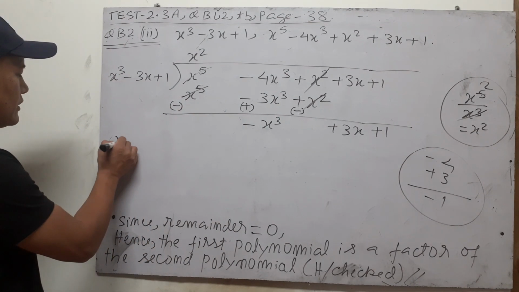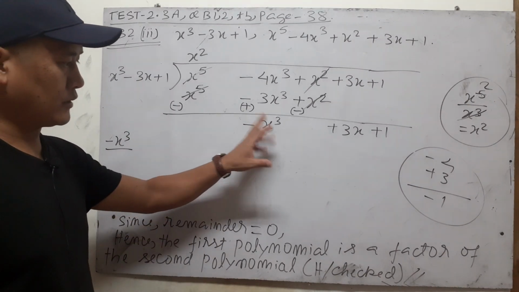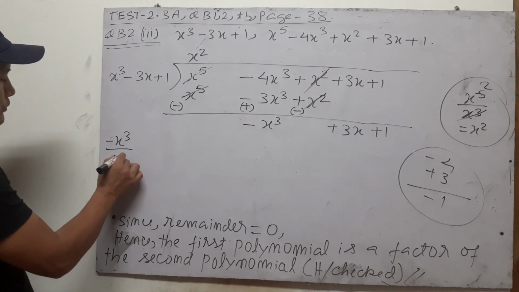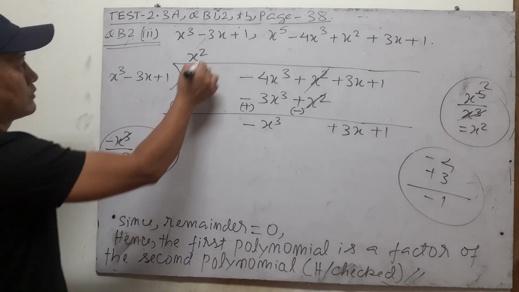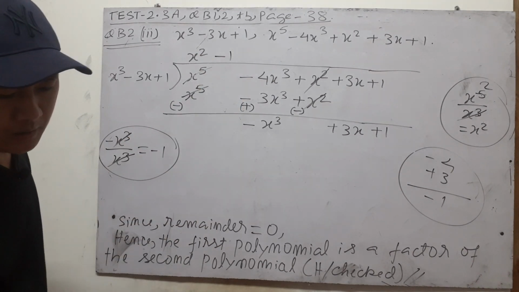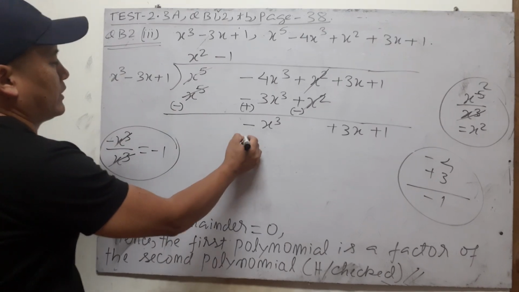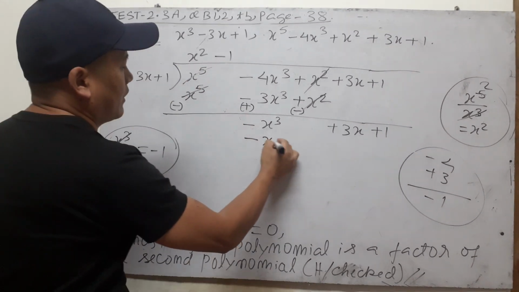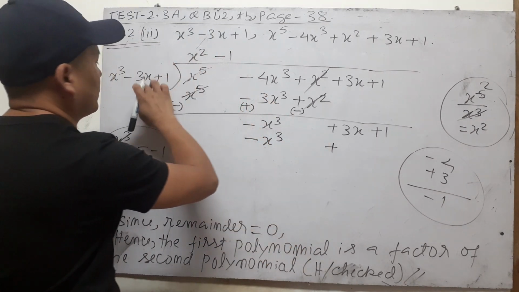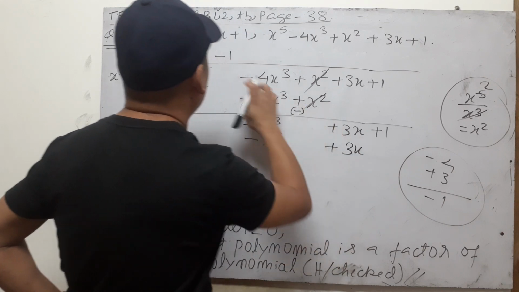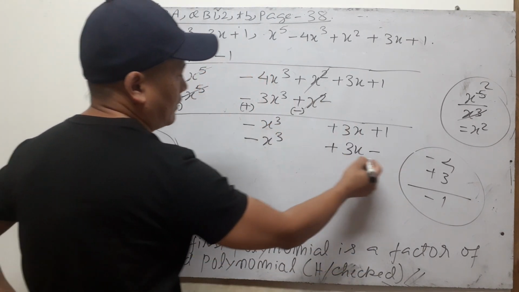So divide the highest degree term of the new dividend, minus x cubed, by plus x cubed. When you cancel this, you're left with minus, and no number means 1. So write your minus 1. Then minus into plus, minus 1 into x cubed, minus x cubed. Minus and minus, plus 1 into 3x, 3x. Minus into plus, minus, and 1 1s are 1.